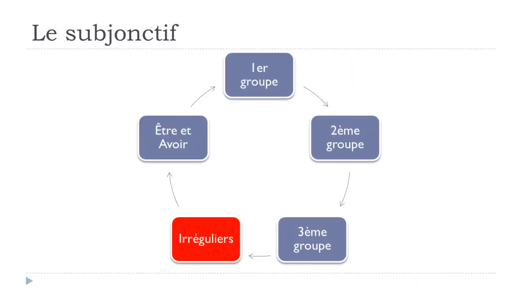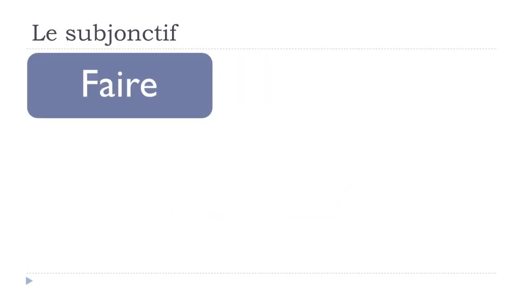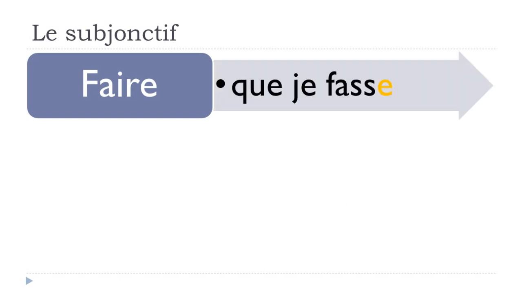Okay, but then of course we've got some irregular verbs because we're talking about the French language. So let's start now. The verb faire, to do, will become que je fasse. So here you've got the ending, and it means that this first part will stay the same. You just need to change the endings: que tu fasses, ES; qu'il fasse, E, etc.